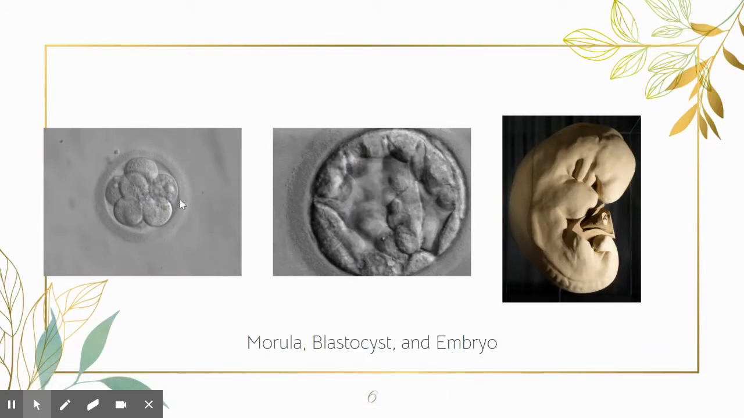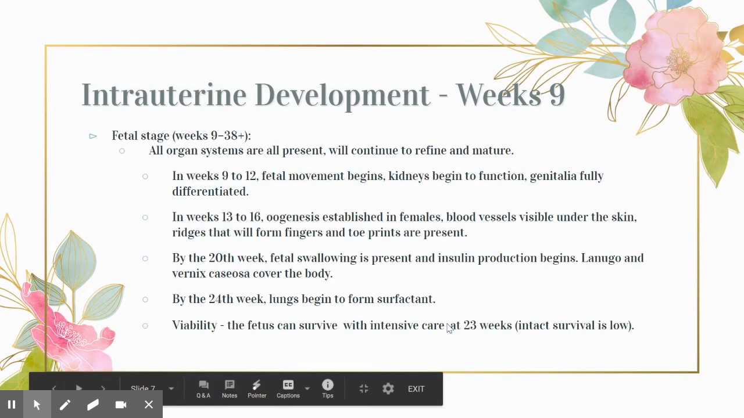So there's your morula, that mass of 6 to 12 cells. There's the blastocyst. It separates, and you don't really need to memorize this, into 3 layers: the endoderm, the mesoderm, and the ectoderm. And those will become all the different structures of the body. And now here we have an embryo, and the embryo becomes more human looking as time goes on. By 8 weeks, it will look more like a human.